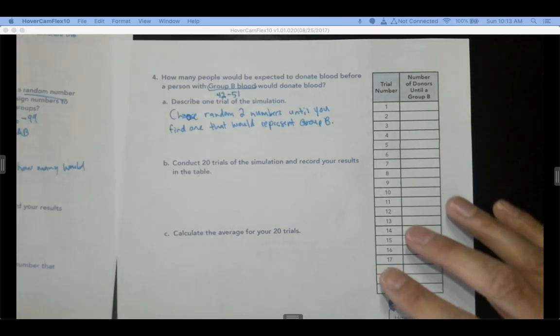Part B: conduct 20 trials of the simulation and record your results in the table.